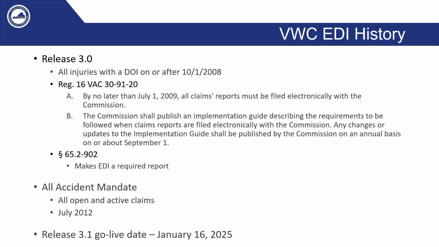VWC's EDI history. October 1st, 2008, we implemented EDI for the first time with Release 3.0 for all injuries on or after October 1st, 2008, with a full all claims mandate on July 1st, 2009. Regulation 16 of the Virginia Administrative Code 30-91-20 allows us to require EDI, and Section 65.2-902 allows us to make those required reports and to find and prepare to file those required reports. July of 2012, we had an all-accident mandate for all open and active claims, regardless of date of injury. Release 3.1 will go live January 16, 2025 for all open and active claims, regardless of the date of injury.